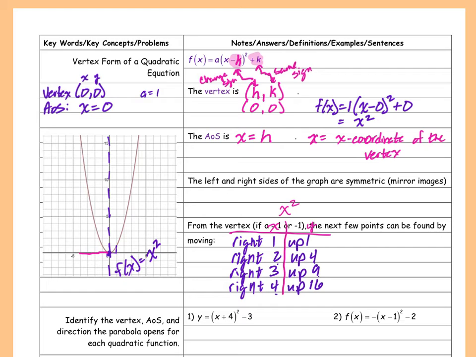But that's how you build a parabola if we're going to graph them. It's pretty easy to build it. You don't even have to plug points into a graph if you know where the vertex is. You can just do this step movement. Okay?